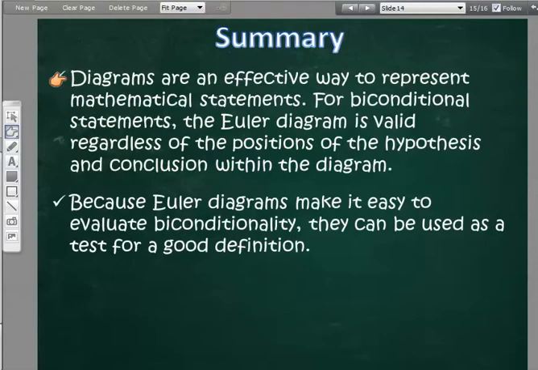What we talked about today is that diagrams are an effective way to represent mathematical statements. For biconditional statements, the Euler diagram is valid regardless of the positions of the hypothesis and conclusion within the diagram. And because Euler diagrams make it easy to evaluate biconditionality, they can be used as a test for a good definition. I will tell you that there is a question like this on the Part 2 test where you have to do the converse, the biconditional, and draw the Euler diagram. So be sure you know this information pretty well.